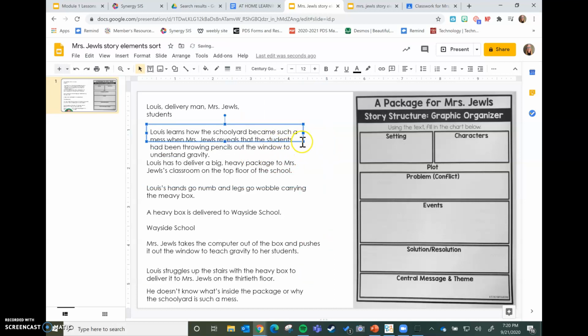I think that's it. I'm going to make these smaller so they actually fit. Okay, good luck with this drag and drop activity. I hope that it works for you.